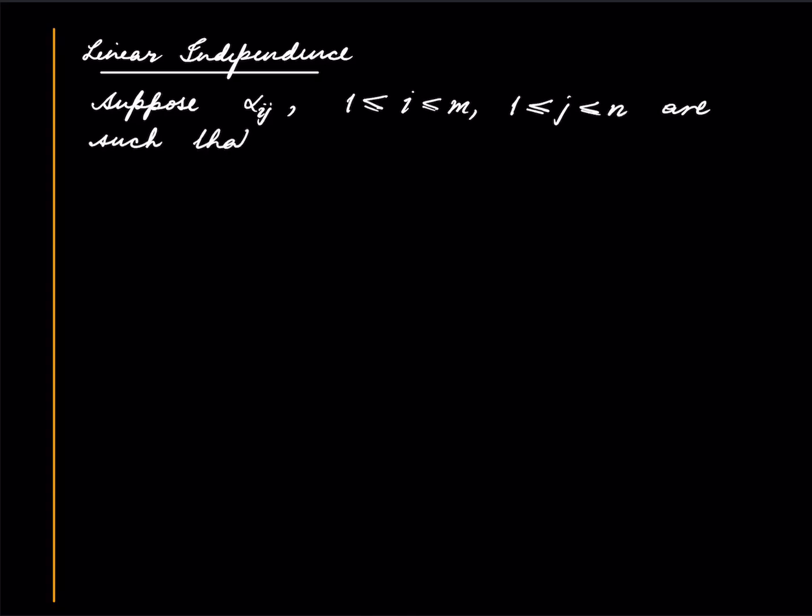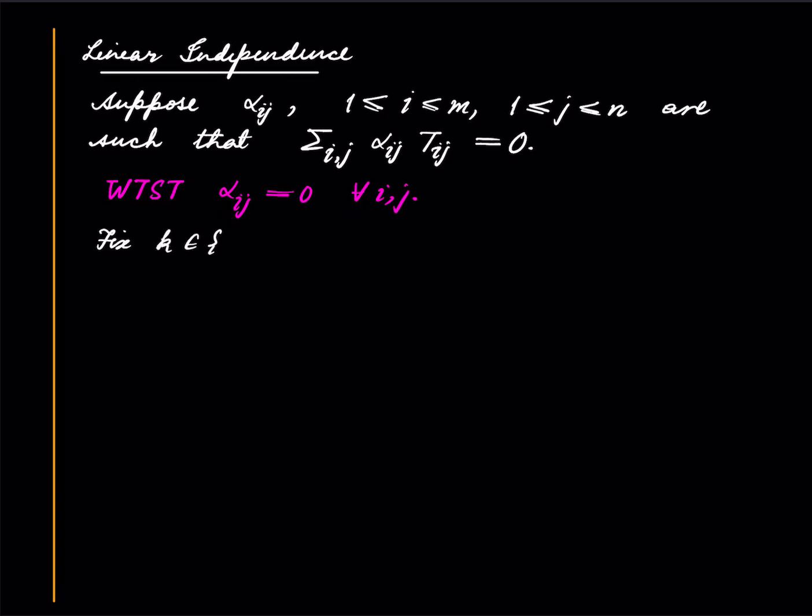So for linear independence, what we need to do is show that if we pick scalars such that the corresponding linear combination is 0, then the scalars to begin with must be 0. So suppose alpha_ij, for i and j in this range, are such that the summation over i, j of alpha_ij T_ij is 0. Want to show that alpha_ij is 0 for all i and j. This will imply linear independence. Okay, so fix a k in this range.